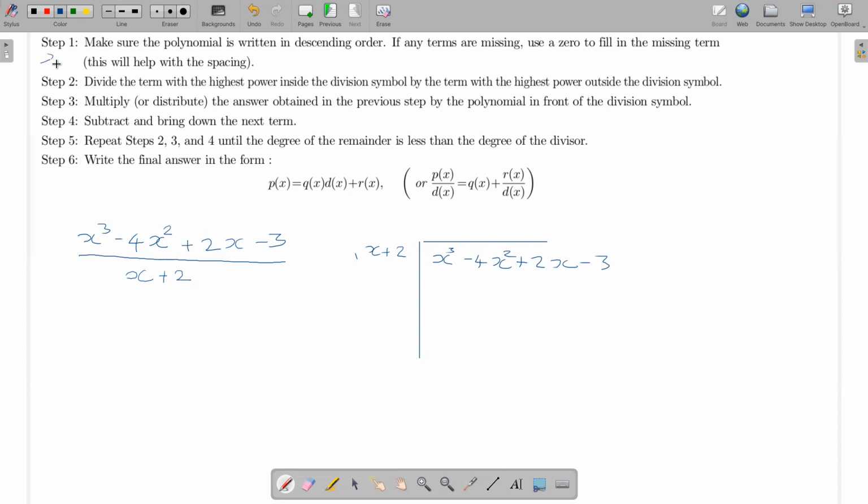And step 2, divide the term with the highest power inside the division symbol by the term with the highest power outside the division. I write the numerator inside and the denominator outside.